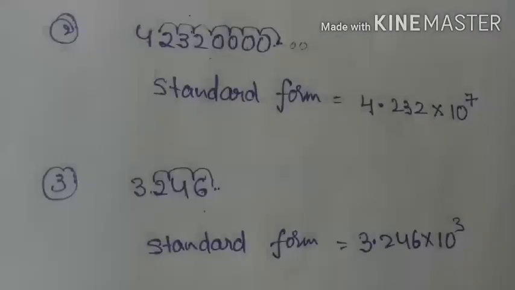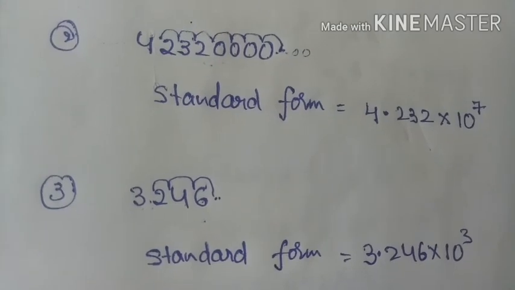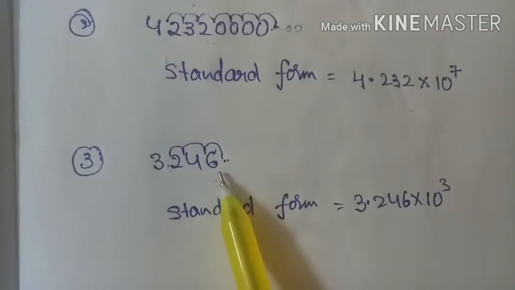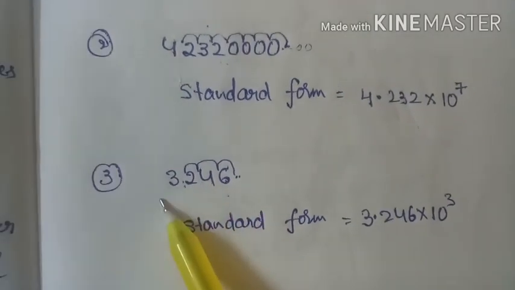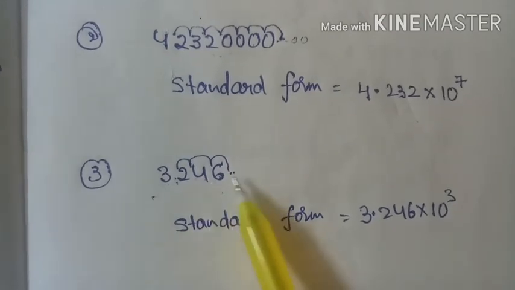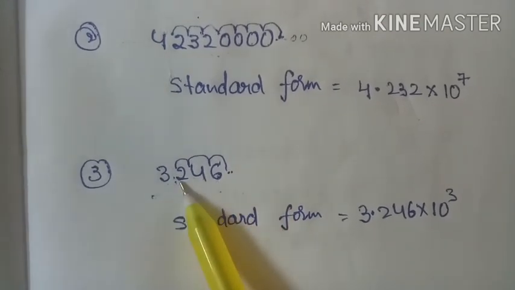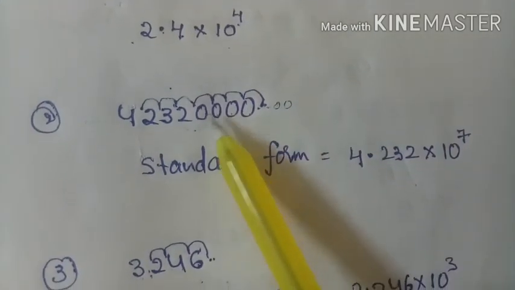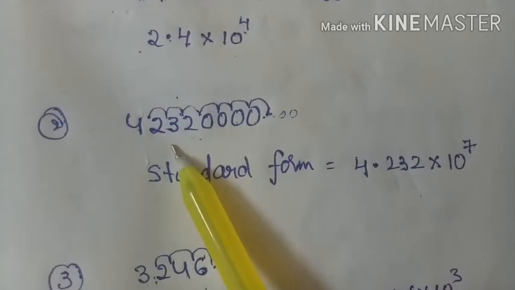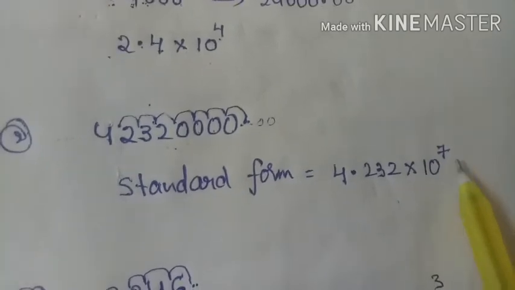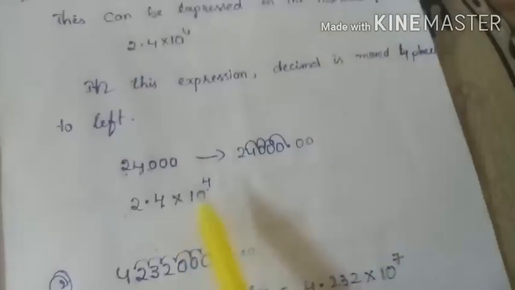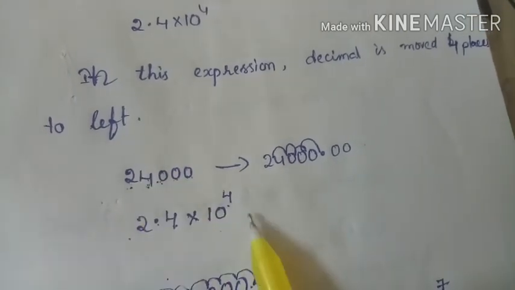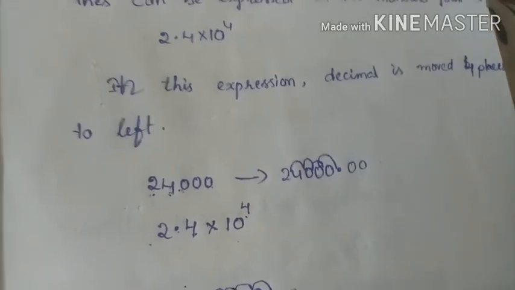That means how many places you move, from right to left, you have to count. That is the power. Here just observe, 1, 2, 3. Right to left you moved 3 jumps, so that is power 3. Here observe 1, 2, 3, 4, 5, 6, 7: 7 jumps from right to left, so 10 to the power of 7. Clear? And here 1, 2, 3, 4 jumps from right to left, so the power is 4.